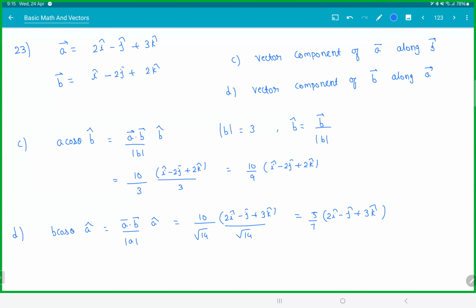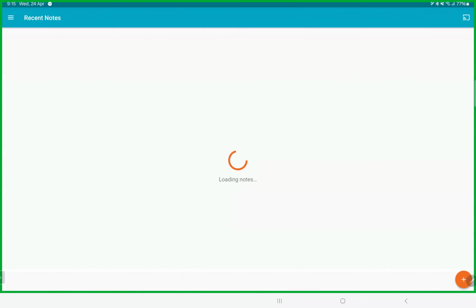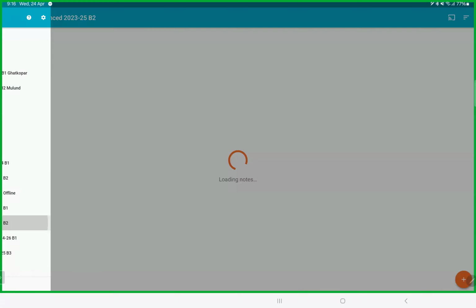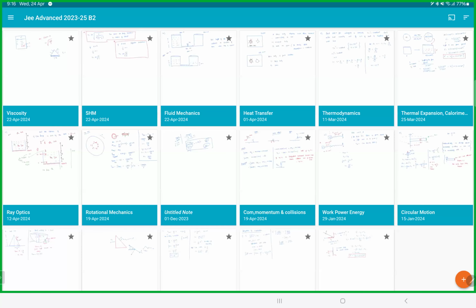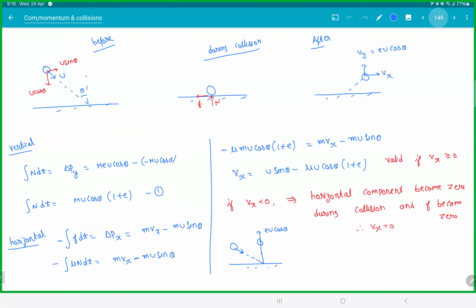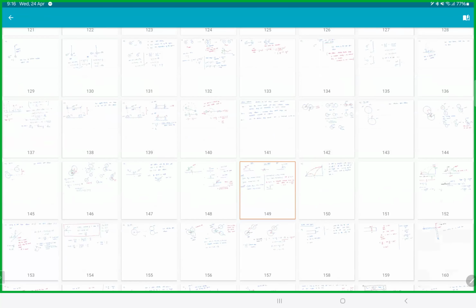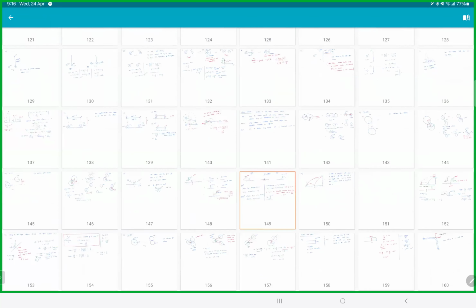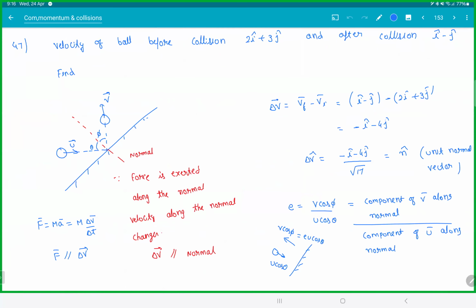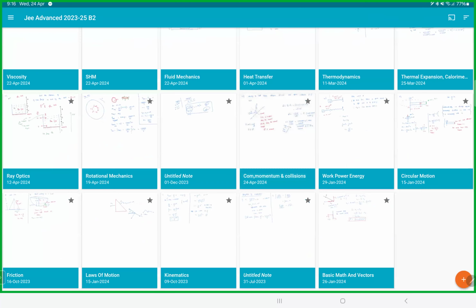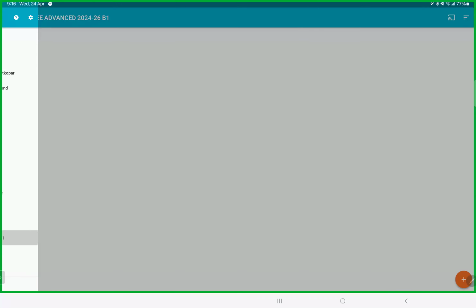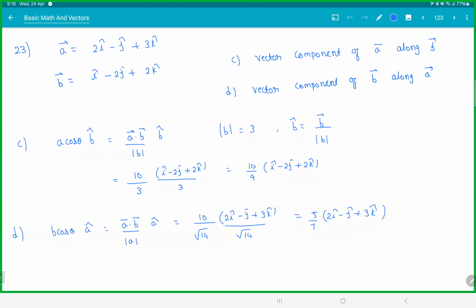This will be a part of the question. The actual question, you know how it will look. We have questions like this later on, like a ball collides with the wall and so on. We actually take components here: component of V bar along the normal, component of U bar along the normal. So we use a concept like that. This will be part of some other problem. Clear? Any doubts on this page?